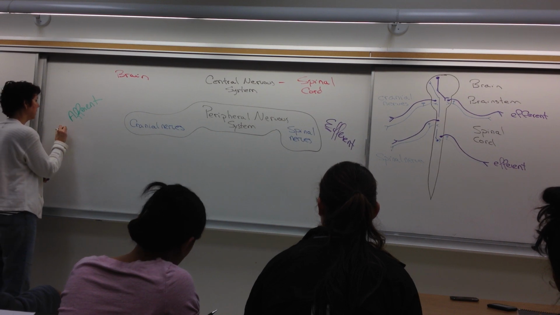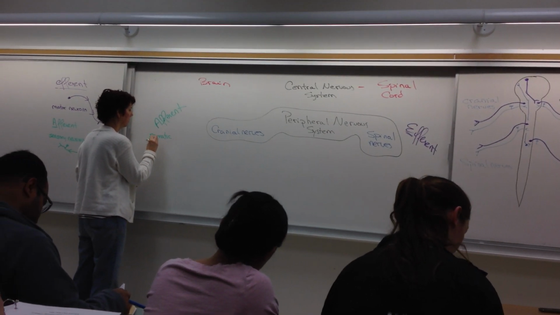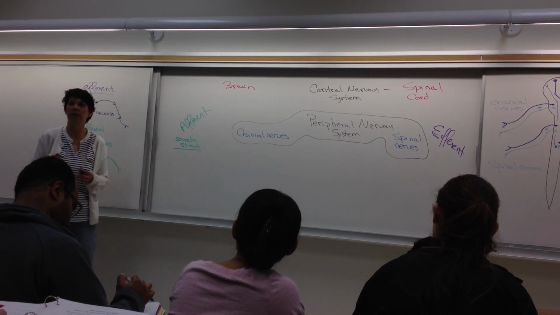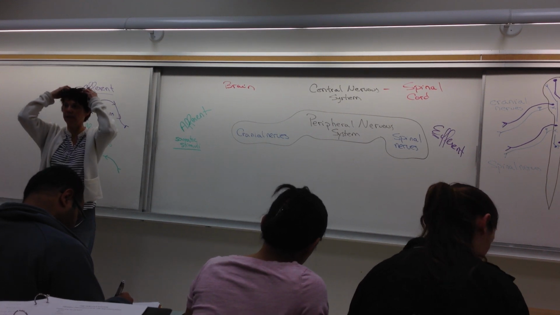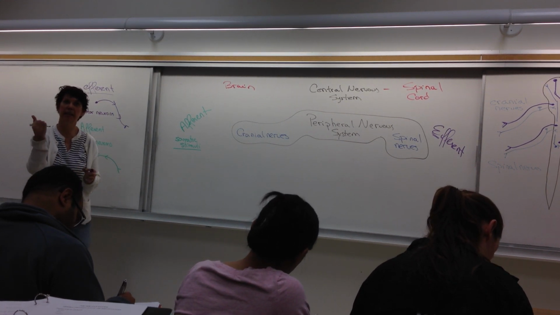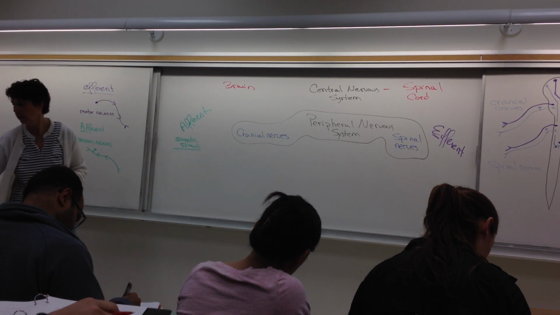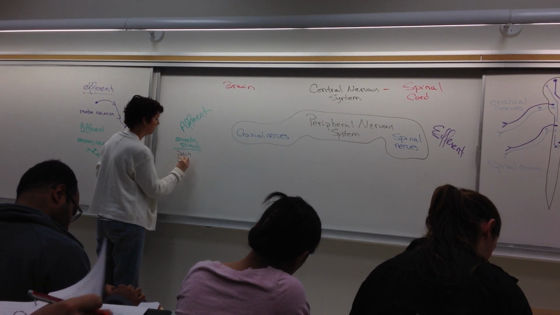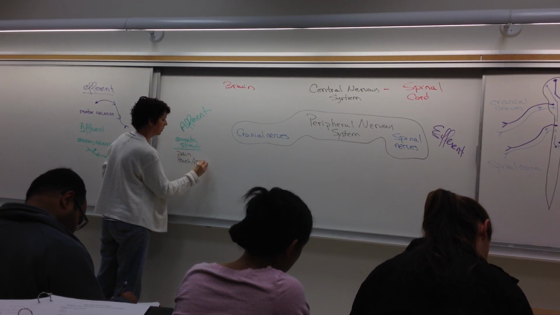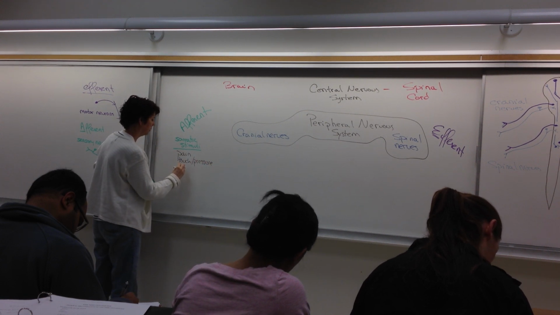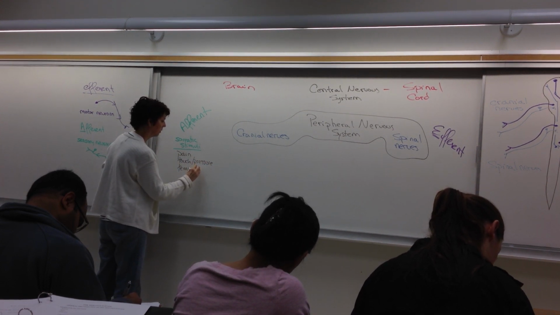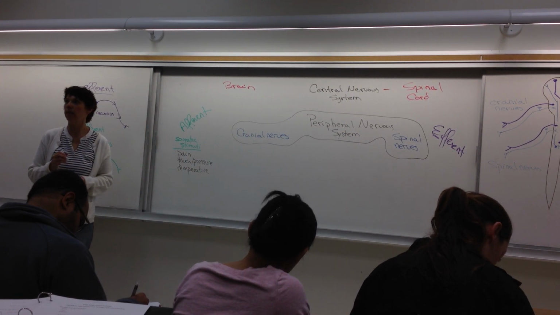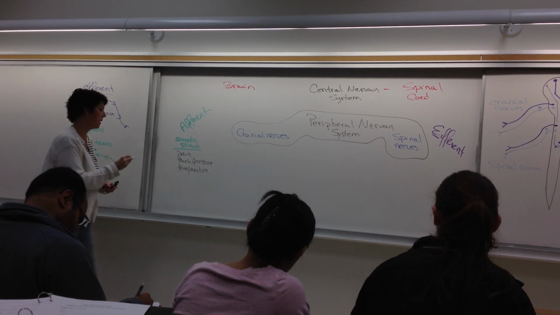So we have somatic stimuli. This would be information coming from the body wall. So what can I pick up from my external surfaces? I can tell pain, touch, pressure, temperature, there's another special one called proprioception, which means joint sense.